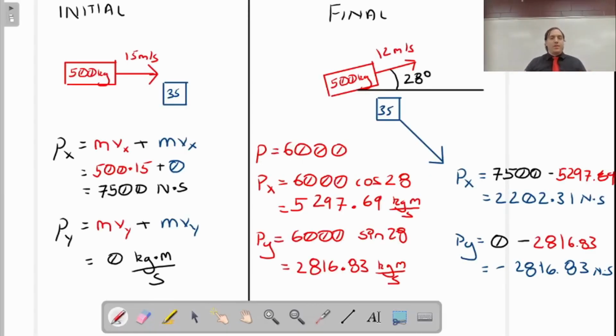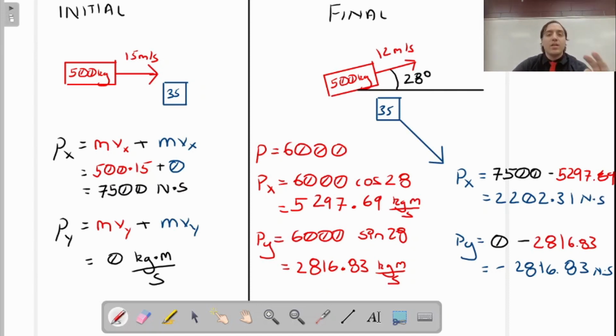Okay, once you've gone through and calculated, the difference between the initial and what I had is this 2,202.31 Newton seconds. This 2,202.31 plus this 5,297.69 will add up to the 7,500, giving me the same amount of momentum that I had. In the y direction, I had 0 momentum up and down originally. So therefore, the blue barrel has to have the same but opposite direction amount of momentum as the truck does, to cancel out and add up to 0.